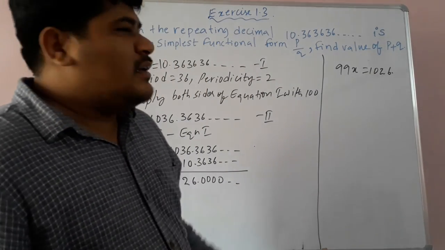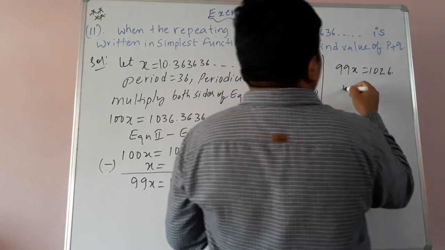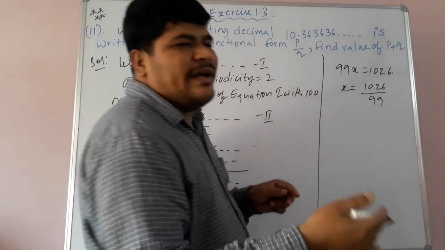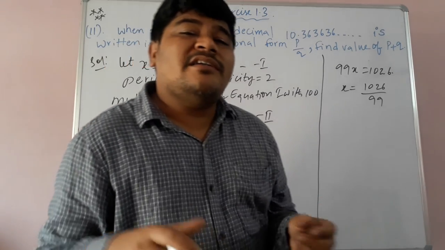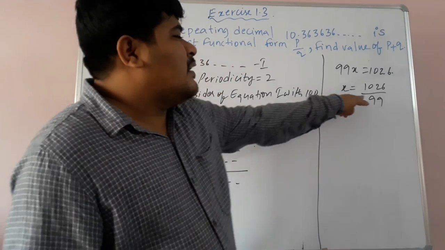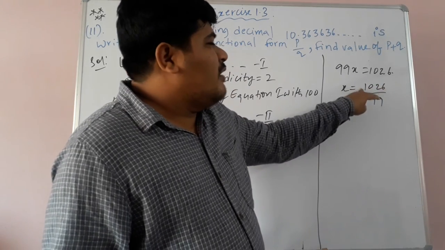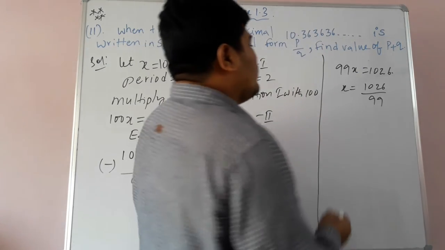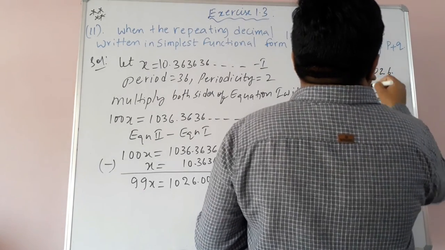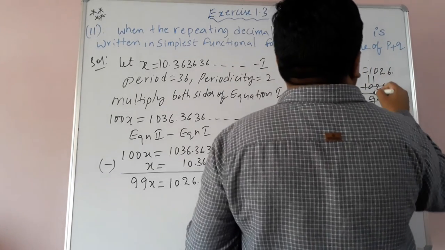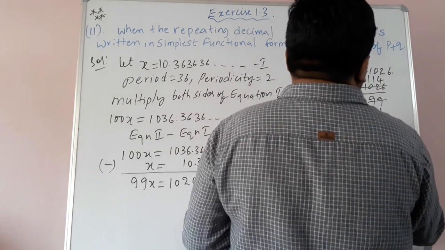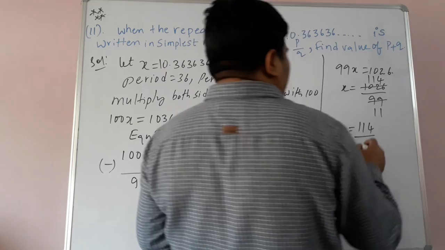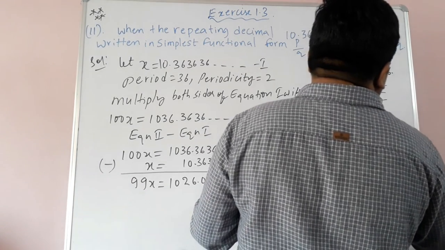Now children, what is x then? Into becomes division. So x is equal to 1026 by 99, children, into 99 becomes by 99. Now that's in the form of p by q. But children, check whether common factors are there or not. Sum of the digits in the denominator is 18, 9 plus 9, and 1 plus 0 plus 2 plus 6 is 9. So both are divisible by 9, children. So 9 11s are 99, 9 1s are 9, 12 is there, 9 4s are 36. So children, this can be written in the form of 114 by 11. 114 by 11, and it's in the form of p by q, children.